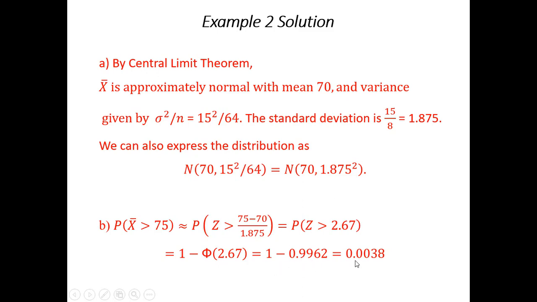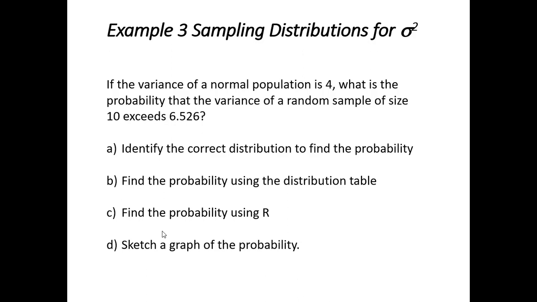So I work the subtraction. Our final probability is 0.0038. So you can see there's just a very small probability that the sample mean will be greater than 75. Okay, so that concludes example 2.